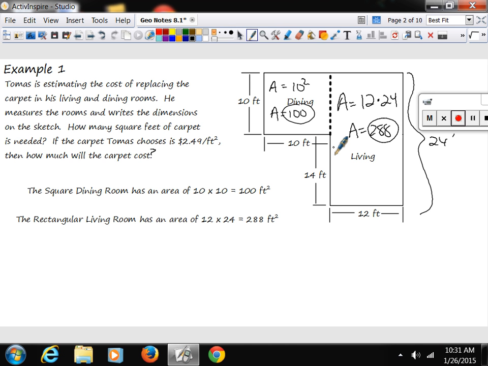Then you're going to put them together because you need your total area. You need to find out how much carpet he is going to need. So you know that in the dining room he's going to need 100 square feet of carpet, and in the living room he's going to need 288 square feet of carpet. So altogether, he's going to need 388 square feet of carpet. That's the 100 plus the 288.